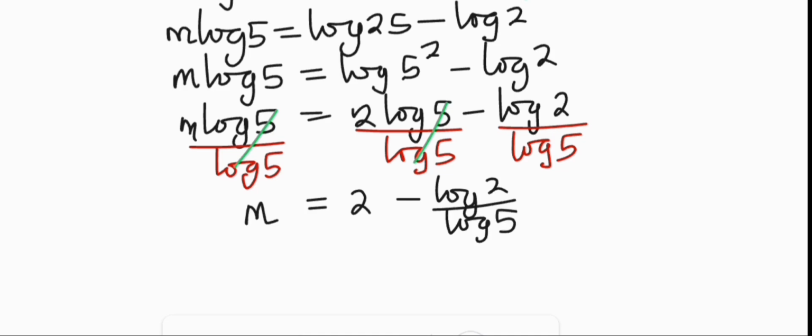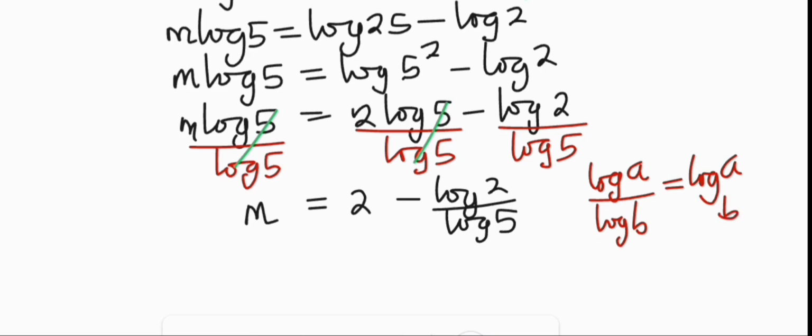And from another law of logarithms, which is called the change of base, the logarithm of a divided by the logarithm of b is the logarithm of a to base b, and we apply this to the right hand side, such that m is equal to 2 minus the logarithm of 2 to base 5 as the solution to the exponential equation. However, we are going to test the validity of this solution by plugging the value of m, that is 2 minus log 2 to base 5, into the original equation.